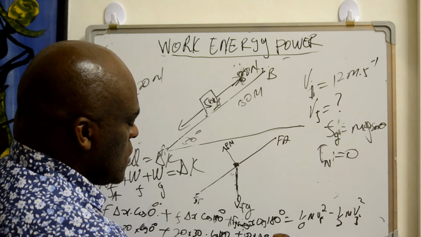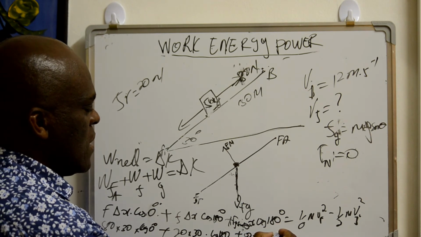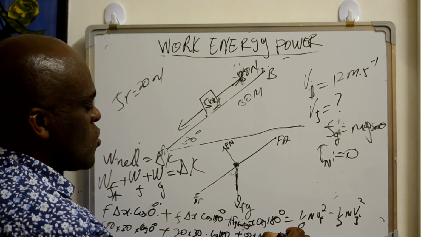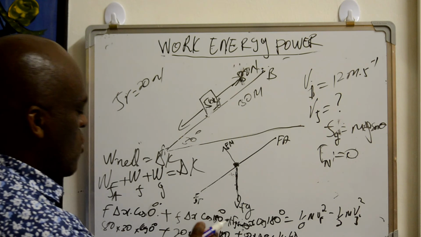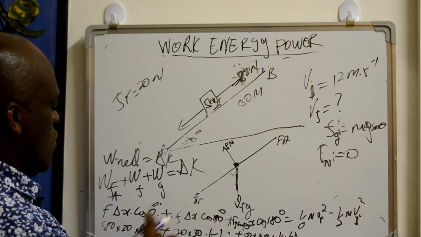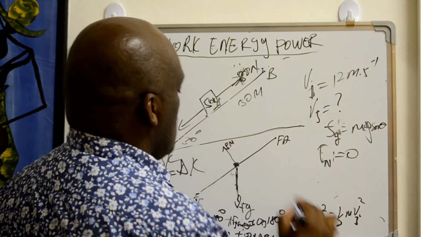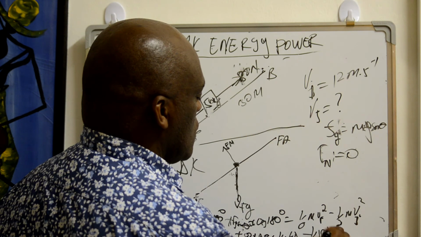What is sine theta? I believe sine theta is half. What is my cos 180? It's minus 1. Cos 0 is 1. Then half, what is my mass? My mass is 50 kg.